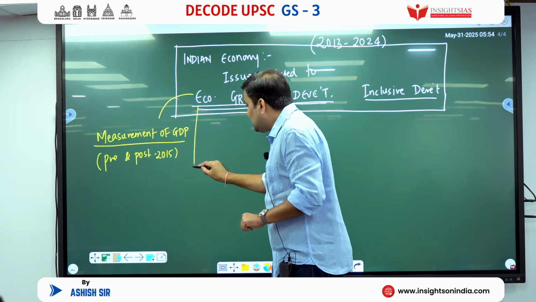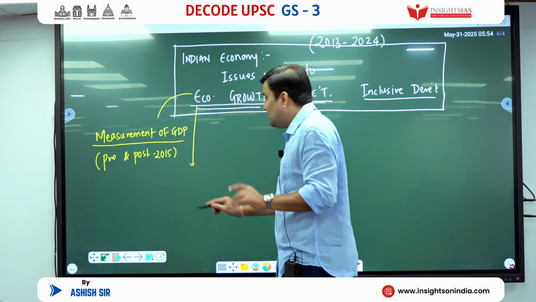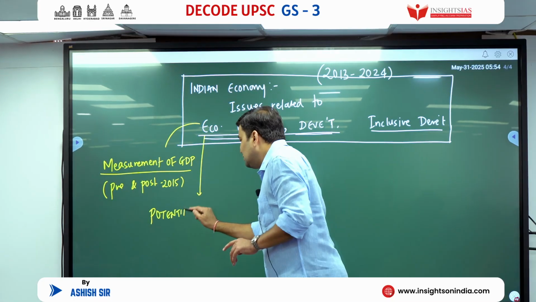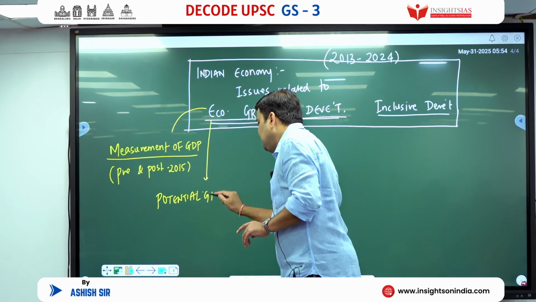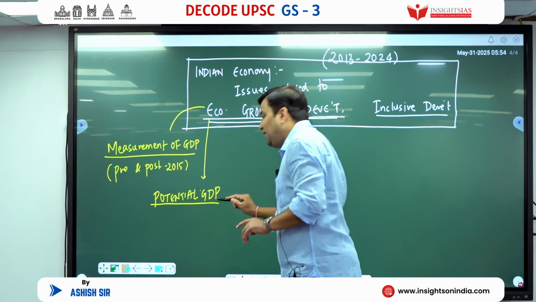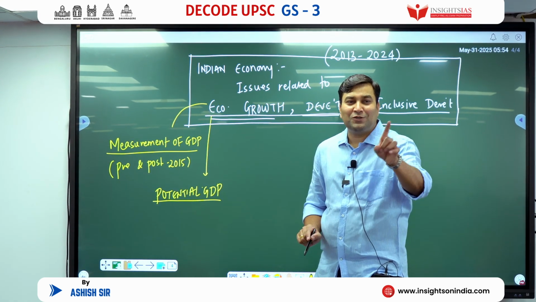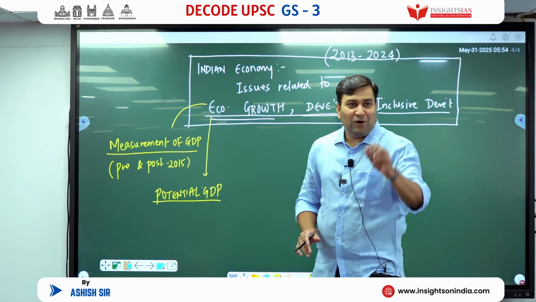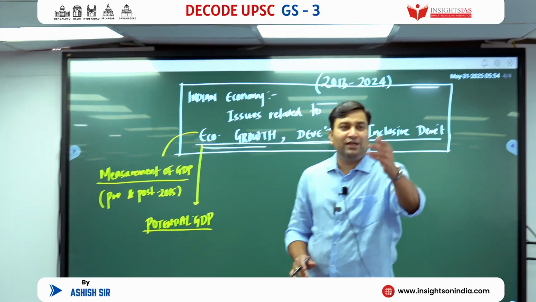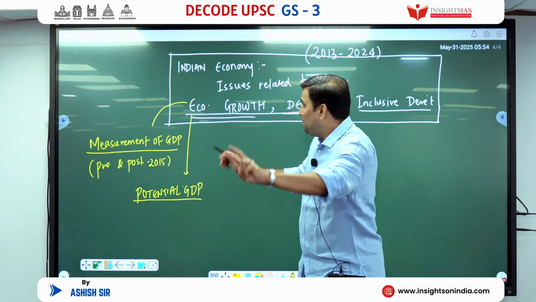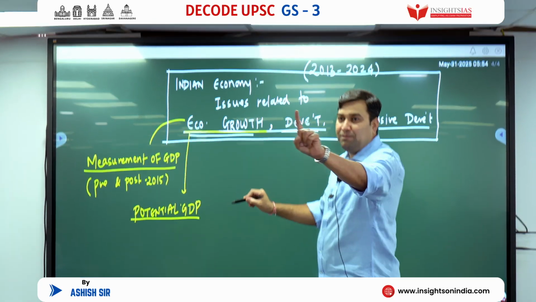Secondly, they asked yet another important basic question: explain the meaning of potential GDP. What is potential GDP, and what are the factors which are stopping India from realizing its potential GDP? GDP you have to increase, but not at the cost of inflation. So both these questions are basics with respect to this one particular topic.